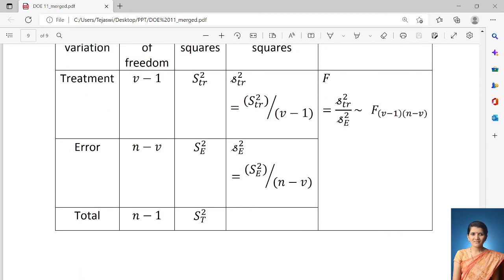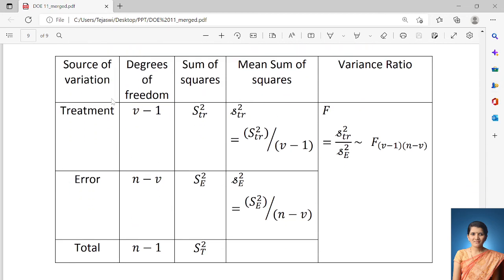So the ANOVA table for the CRD is: in the first column we write the source of variation, then the corresponding degrees of freedom, then the sum of squares. Here there are two factors, treatment and error, so the sum of square due to treatment and the sum of square due to error, and last is the sum of square due to the total. Corresponding to these we write the mean sum of squares. By dividing the sum of square by its degrees of freedom we get the mean sum of square, and lastly the F ratio, which is the ratio of the treatment mean square to the error mean square.